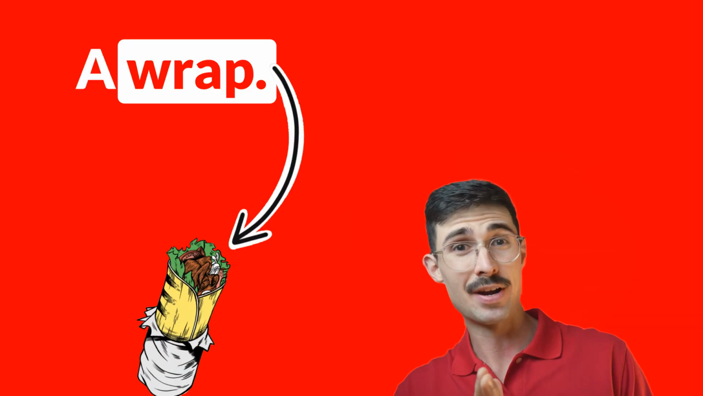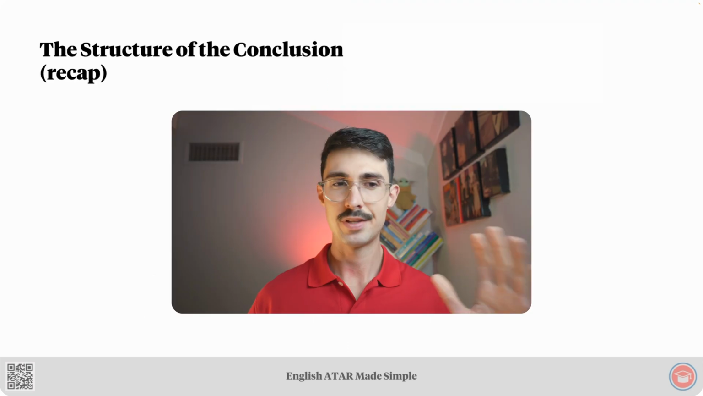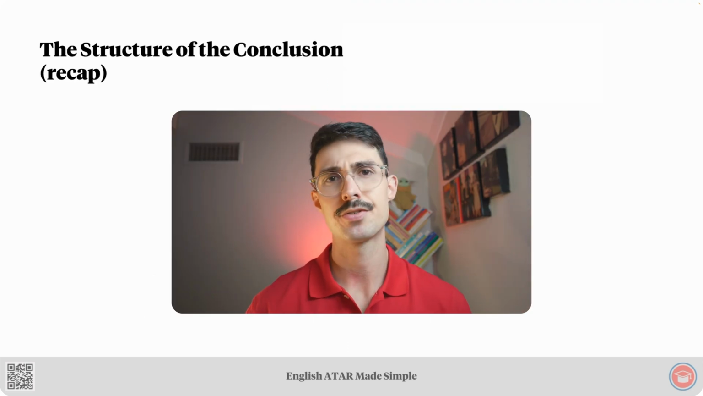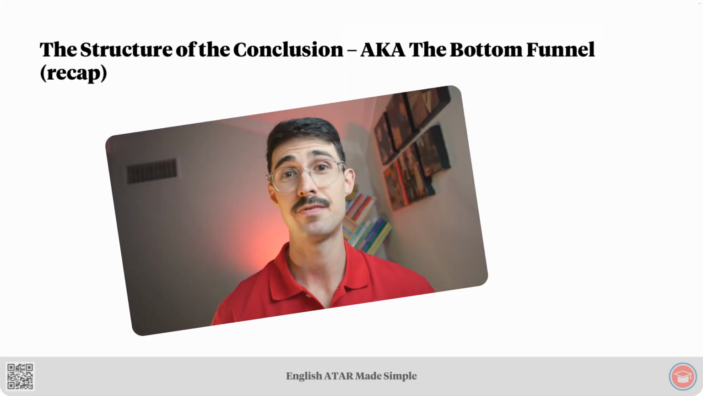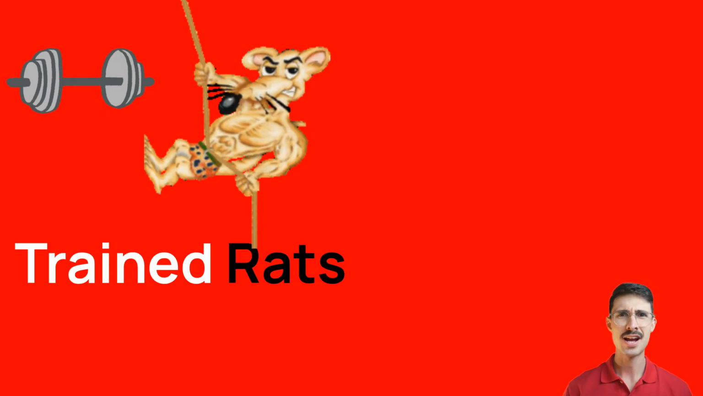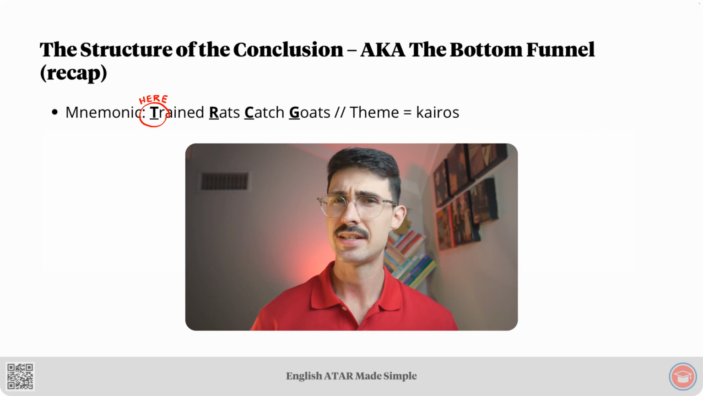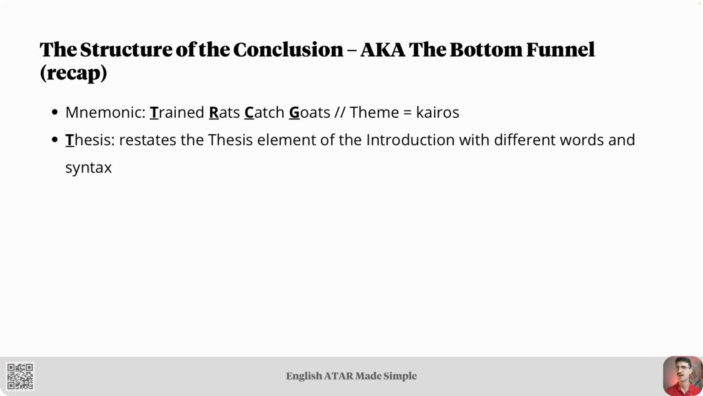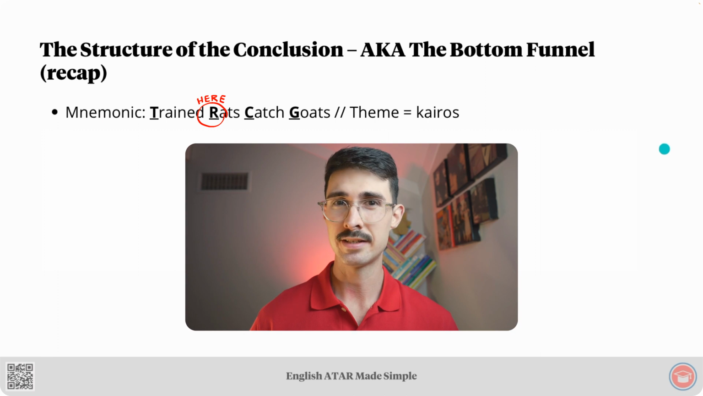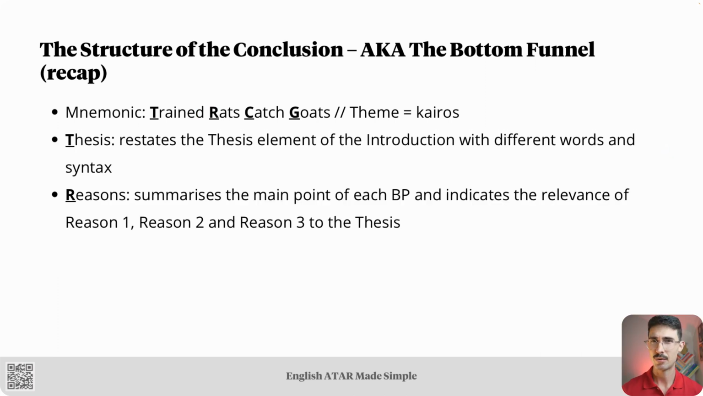That's a wrap. This is a simple summary. This lesson started with a recap of the structure of an introduction, the bottom funnel. Our mnemonic: trained rats catch goats. The theme is kairos. The T in that mnemonic stands for thesis. This element of the conclusion requires you to restate the thesis element of the introduction, but with different words and different syntax. The R stands for reasons, and this is where you summarize the main point of each body paragraph and indicate the relevance of reason 1, 2, and 3 to your thesis.